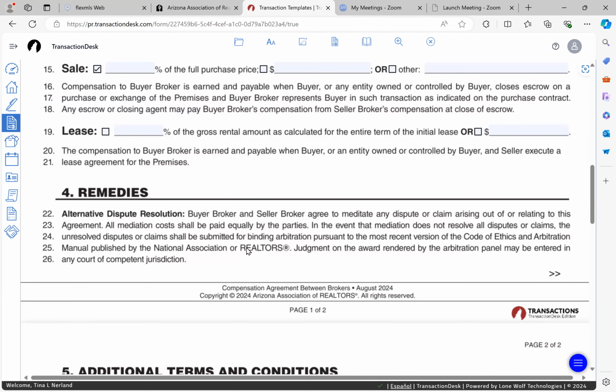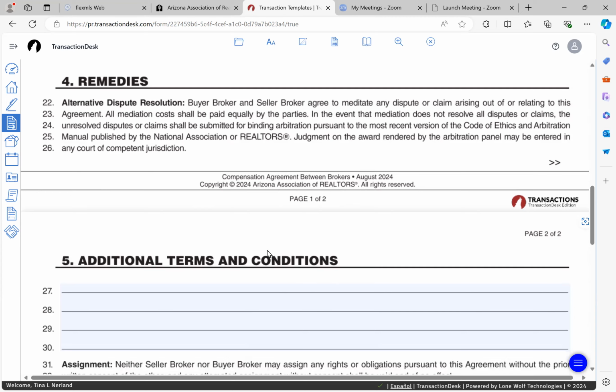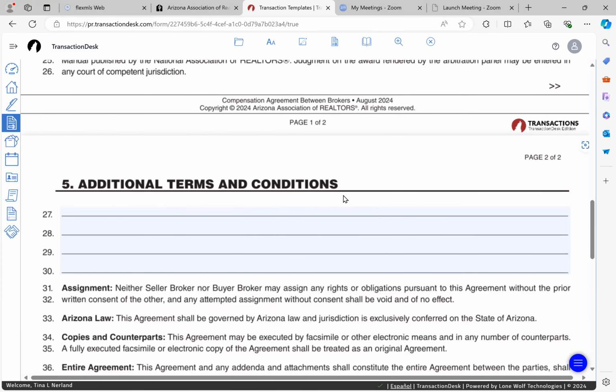In the event the mediation does not resolve all disputes or claims, the unresolved disputes or claims shall be submitted for binding arbitration pursuant to the most recent version of the Code of Ethics and Arbitration Manual published by the AAR. Judgment on the award rendered by the arbitration panel may be entered in any court of competent jurisdiction. Additional current terms and conditions.